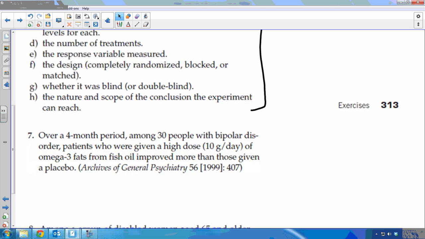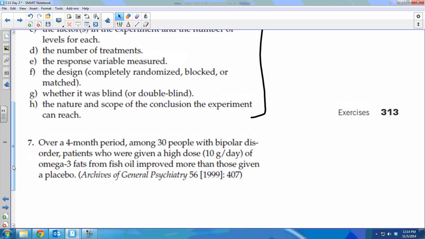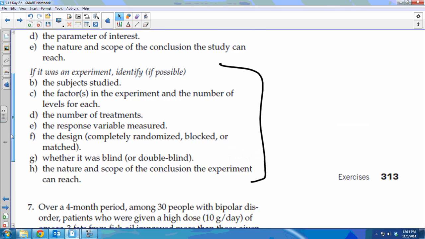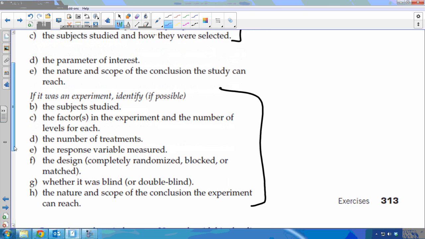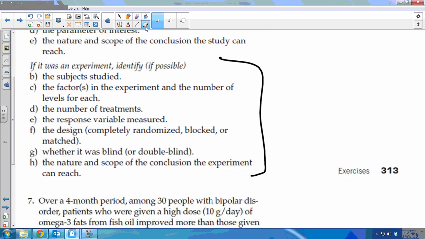Over a 4-month period, among 30 people with bipolar disorder, patients who were given a high dose of omega-3 fats from fish oil improved more than those given a placebo. Okay? So first of all, is this an observational study or an experiment? Definitely an experiment. So I'm just going to use what they have up here. Okay. Since it's an experiment, we're going to answer this set of questions B through H.